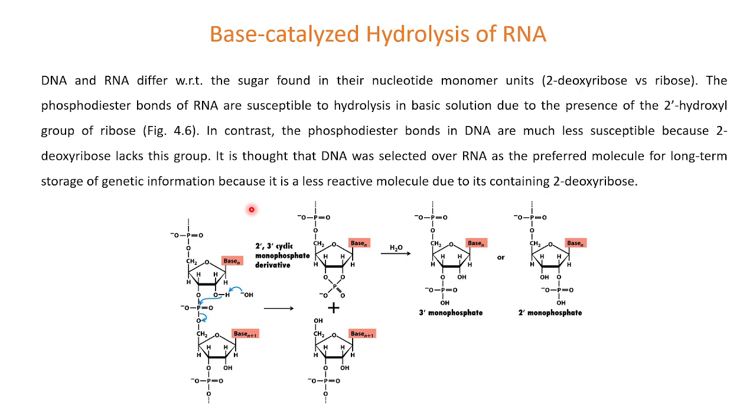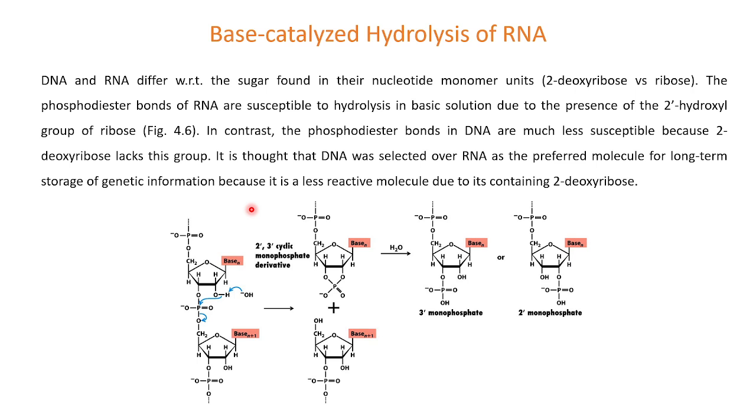DNA and RNA differ with respect to the sugar found in their nucleotide monomer units, like the 2-deoxyribose versus the ribose. The phosphodiester bonds of RNA are susceptible to hydrolysis in basic solution due to the presence of the 2-hydroxyl group of ribose. In contrast, the phosphodiester bonds in DNA are much less susceptible because of 2-deoxyribose, which lacks this group.